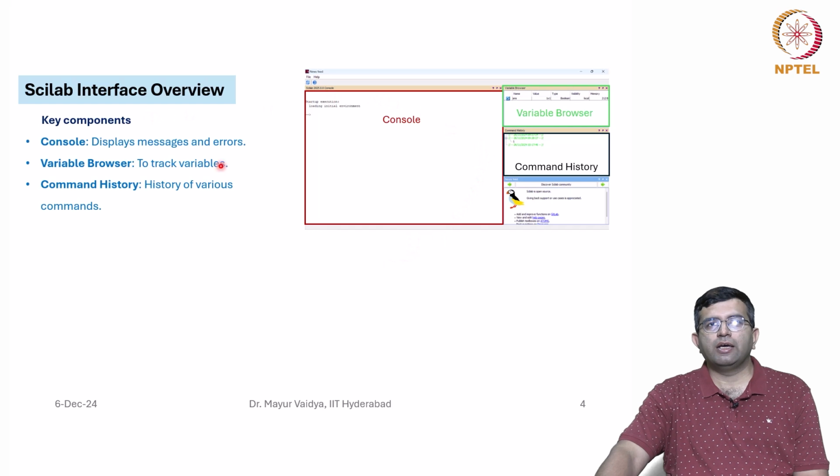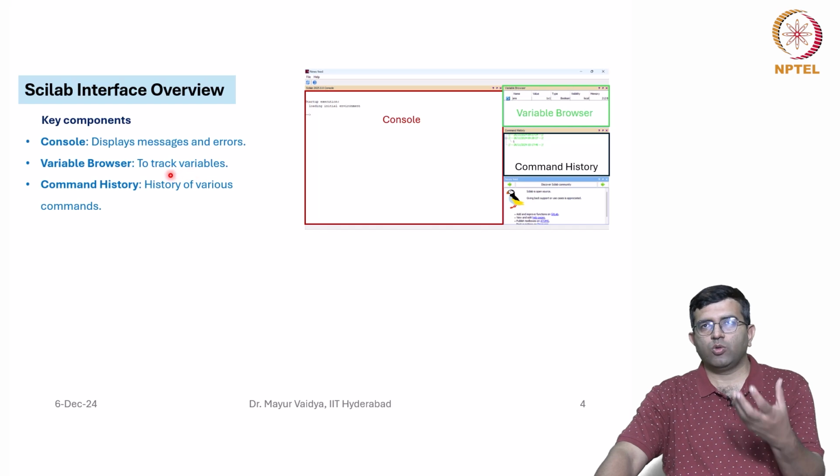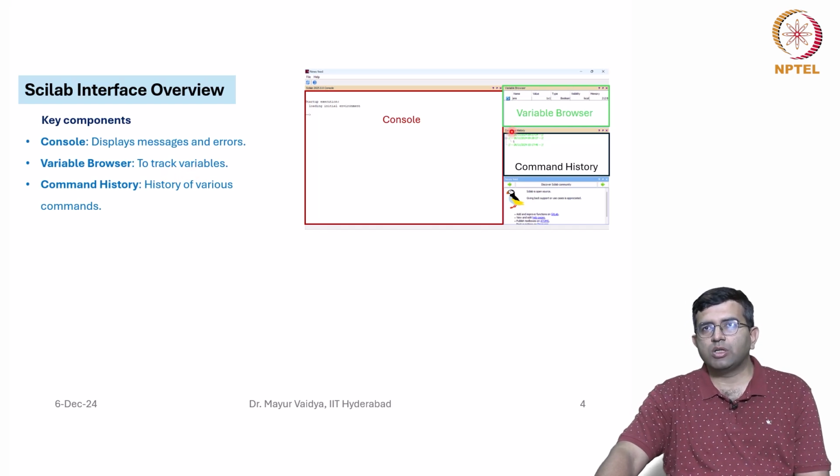After you have opened Scilab post installation, you will see certain windows, and let me just show you. Here you will have a console, which is like your command window, where you see displayed messages and errors. You can type commands directly here as well. Then there is a variable browser, where the variables you are using in your code are indicated, and then you have a command history tab, which allows you to see the history of the previous commands that you have used.